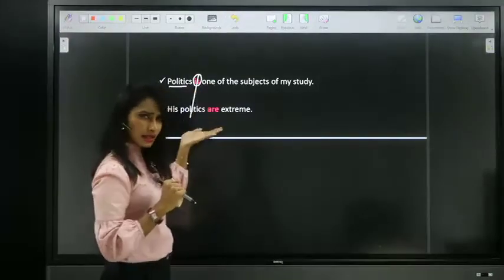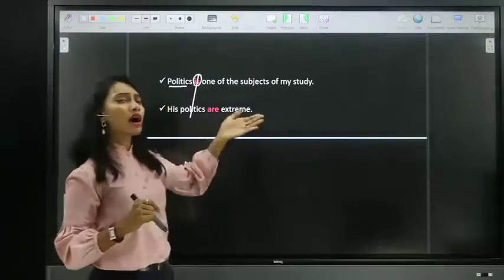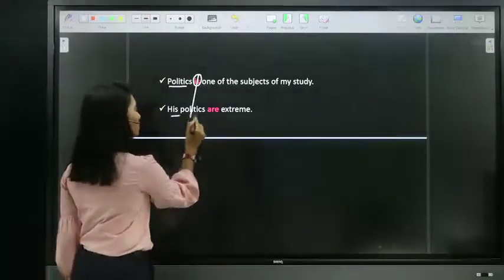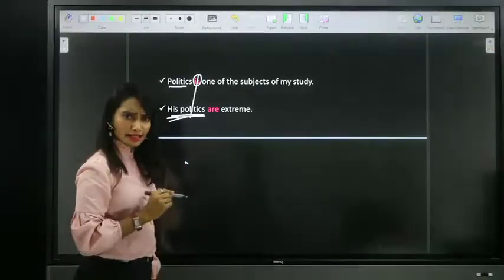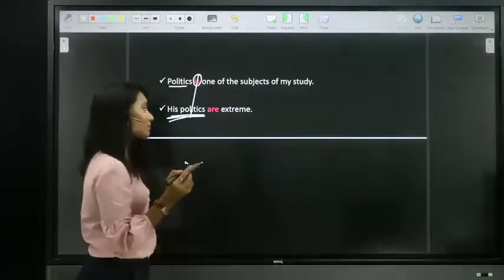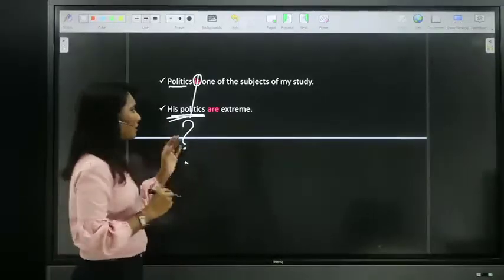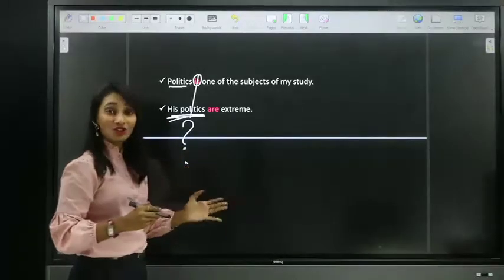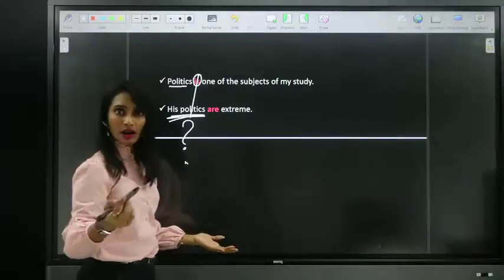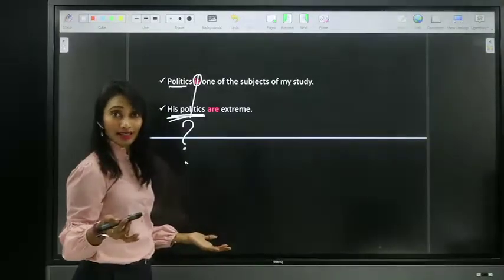But look at this example. His politics are extreme. Are we talking about the name of the subject here? No. Here we are not talking about the name of the subject. Then what are we talking about? What is the meaning of politics here? His tricks and tactics which he uses to climb the ladder or for his personal gains or benefits.